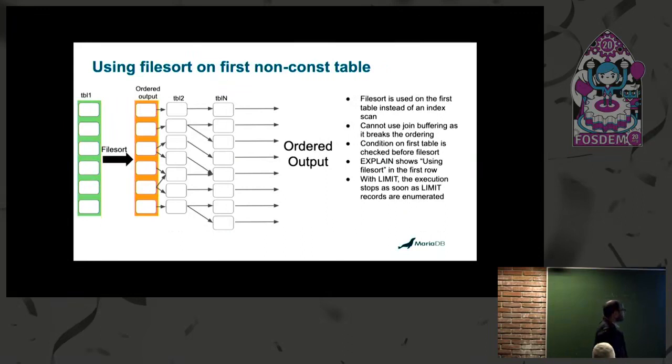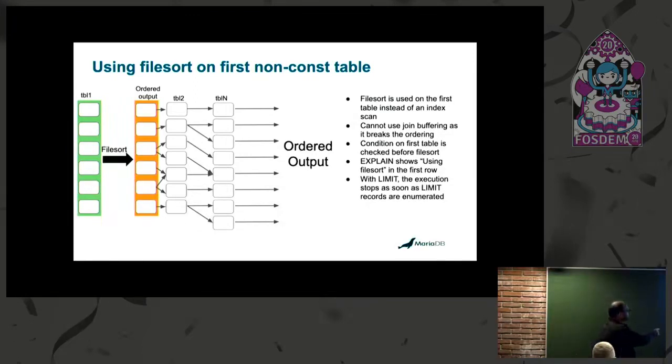Now this would be the second case, where you apply file sort on the first non-constant table. Here you read from the table T1 and pass it to file sort, then you read the output of file sort and perform the remaining join. It is almost similar to the ordered index case: again, you cannot use join buffering. Another important thing is that any condition that depends on the first table would be computed before sending the output to file sort.